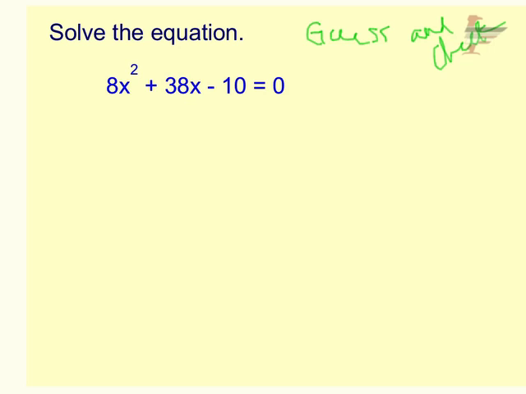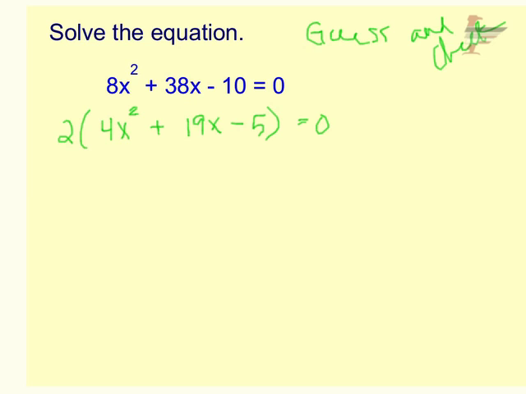Alright, so when you factor, always remember that first step of factoring. Is there anything that you can take out of all three terms just to get your numbers a little bit smaller, a little bit easier to factor? Anytime you have even numbers, you can always take out a 2, and I do think that 2 is the biggest number that will fit in. So that leaves us with 4x squared plus 19x minus 5 equals 0.